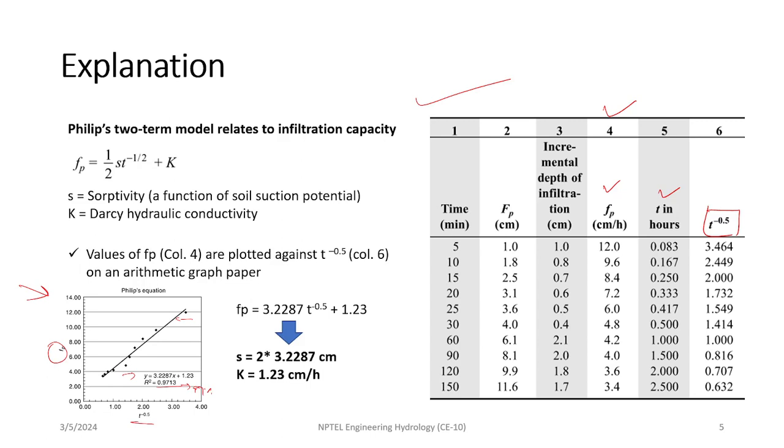No, not yet. Okay, now correlate this equation with the Phillips equation. Here you can find the Phillips equation. Now tell me the parameter values. K is 1.23. Yes, K is 1.23 directly. You got this value. Good.